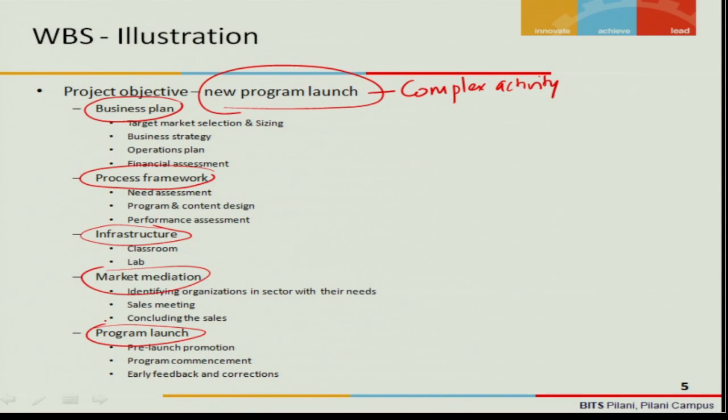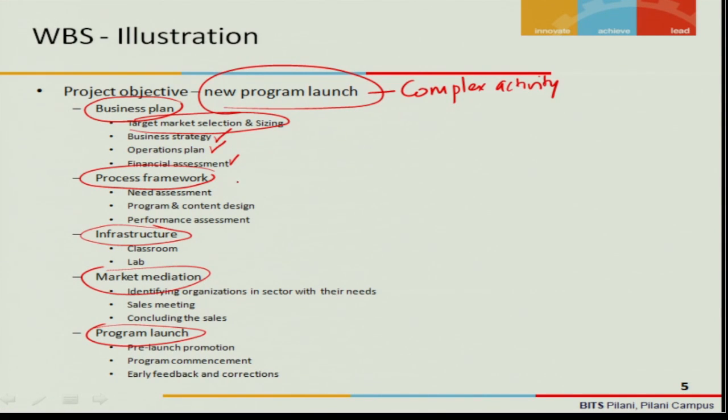These are all the first level breakdown, and we get into more detailed. Let us take here. The business plan gets into target market selection and sizing. This is the next level of detailing: business strategy, operations plan, financial assessments. These are all the things that we will identify in the WBS for business plan.